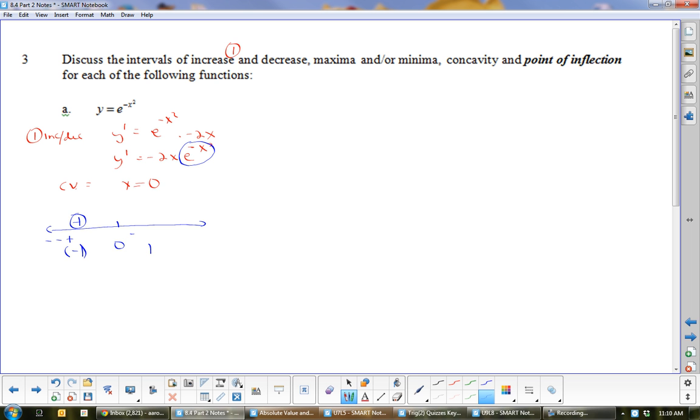Okay, so let's try 1. We got the negative in front of the 2, and then times x is 1, and then this will be a positive, so this will be a negative. So we got increase over this interval, and we have decrease over this interval. So increasing, negative infinity, comma, 0, decreasing, 0, comma, infinity.